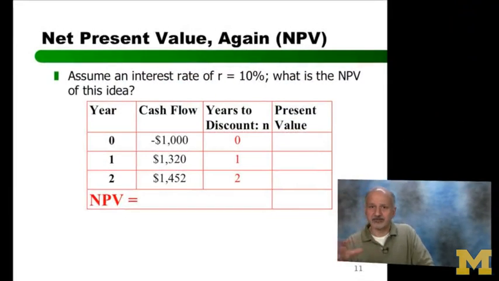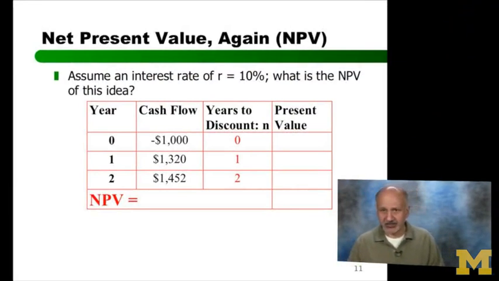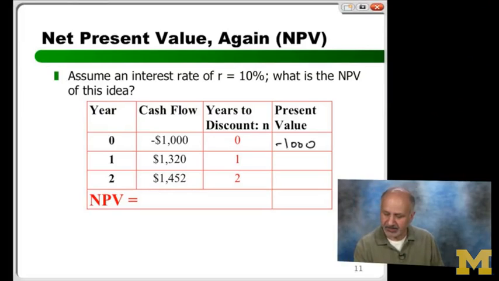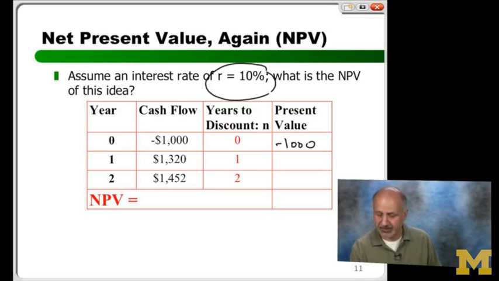Okay. Let's do another example, and then I promise we'll take a little bit of a break after we do the NPV. So what's the NPV of this? Let's go a little bit faster. Why? Because we can. What's the value of this? Minus 1,000. What's the value of the next guy? We already know this. 1,320 divided by 1.1, remember, 10% is the discount rate.